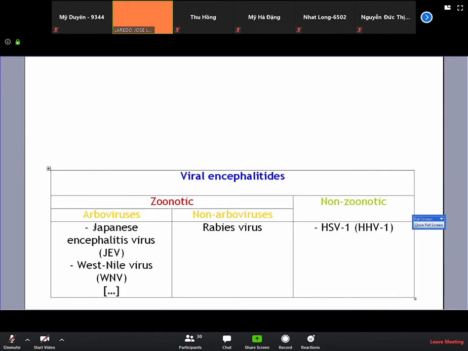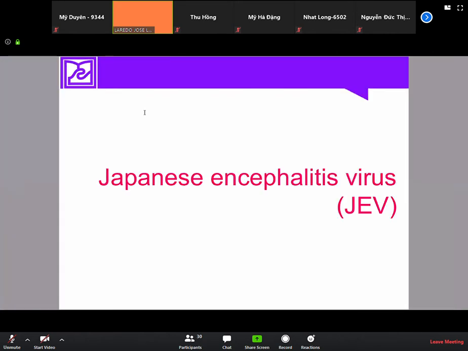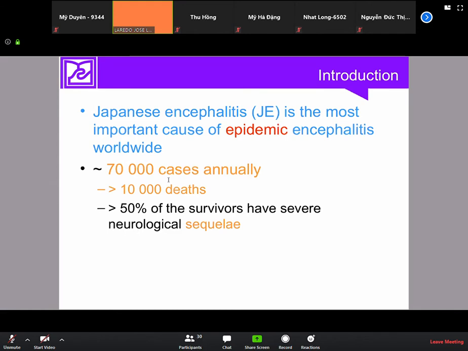So now we are going to study Japanese encephalitis virus because it's the most common in Vietnam. The Japanese encephalitis virus is not only found in Japan, it's found in many countries in Asia. In Vietnam, the same. Japanese encephalitis is the most important cause of epidemic outbreaks of encephalitis in the world, also in Vietnam.